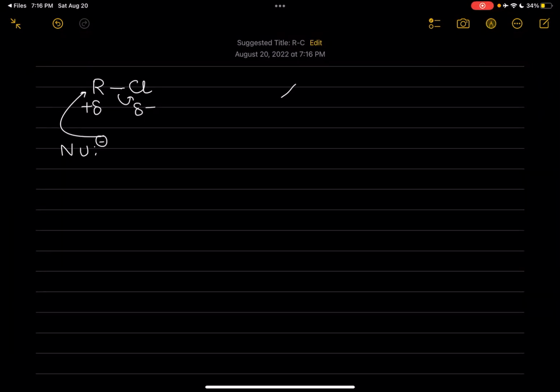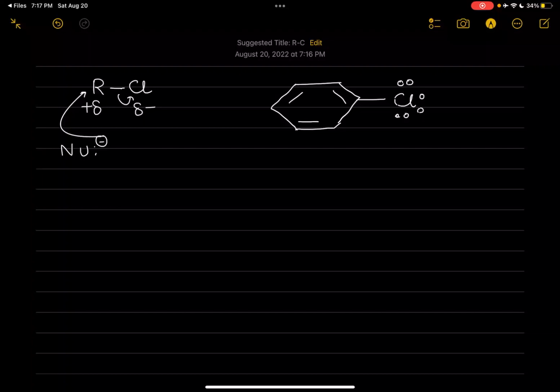But in aromatic halides, the resonance happens, right? So for resonance, you need to write this. These are the double bonds. You can show them by writing, you can send these electrons. These electrons will get mixed up with the pi electrons of the benzene. That's what resonance is. It is the delocalization of lone pair electrons.